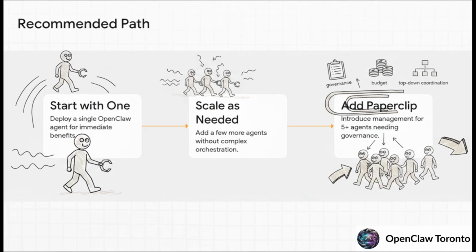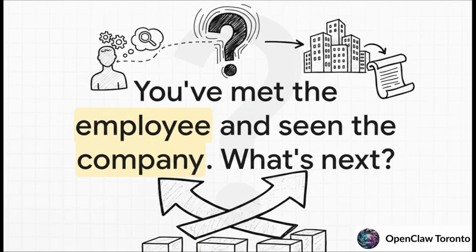It's only when you get to a point where you've got, say, 5 or more agents and it's starting to feel a little chaotic, that's when you need that top-down management. That's when you bring in Paperclip to build the company's structure around them. So the real takeaway here is pretty simple. You need to stop asking, should I use OpenClaw or Paperclip, and start asking, when do I need an employee and when do I need to build a company? You've seen the employee, you've seen the company, the blueprints are right here. Now the only question is, what are you going to build first?